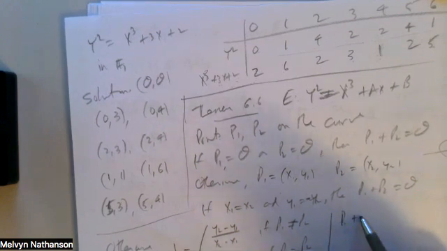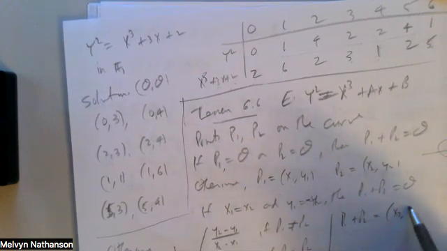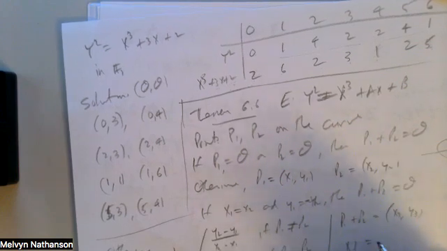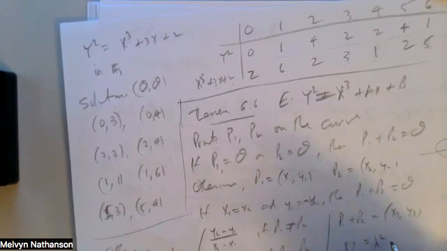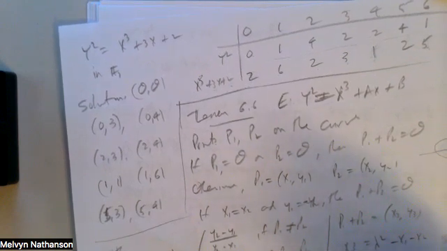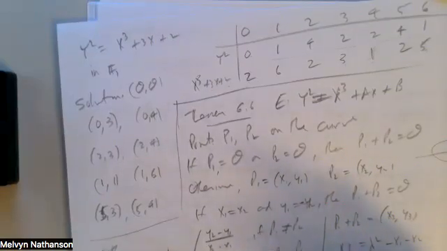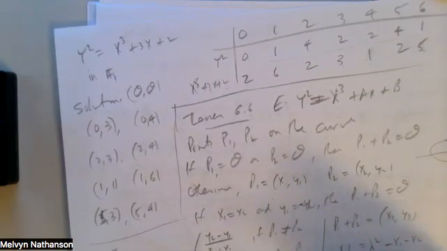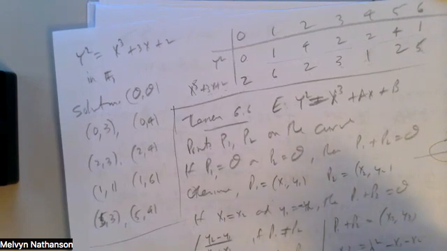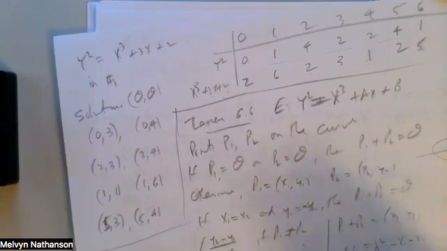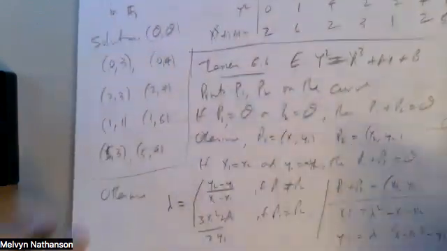P1 plus P2 is the point (x3, y3), where x3 is lambda squared minus x1 minus x2, and y3 is lambda times (x1 minus x3) minus y1. So these are the formulas you have to remember. And during an exam, since the exams are open book, you don't have to remember them. They're written down in the book.